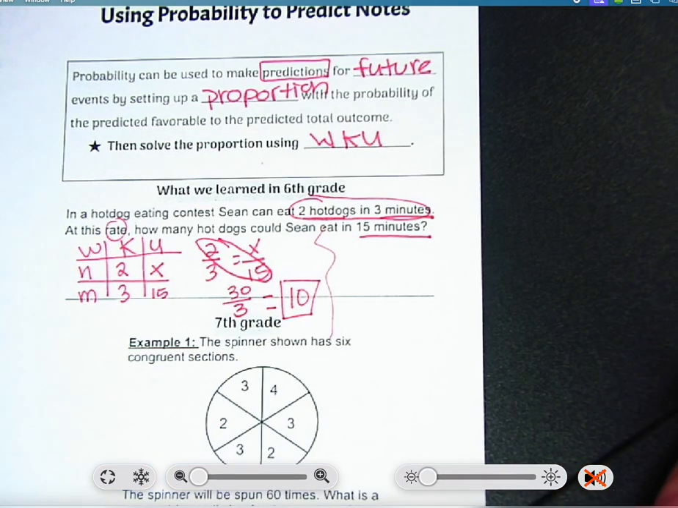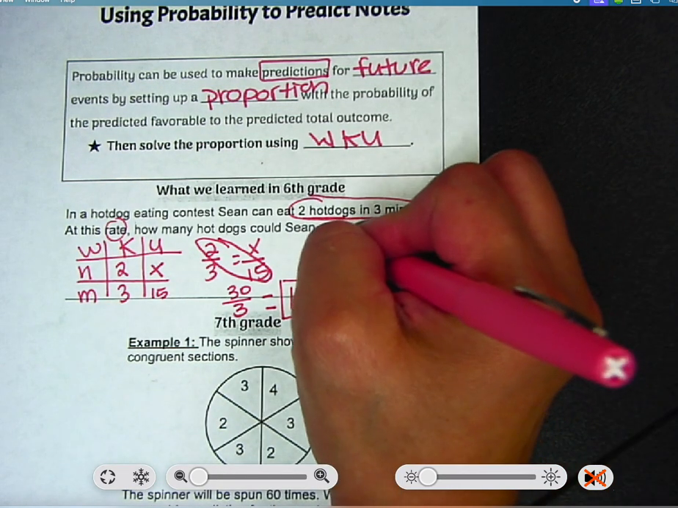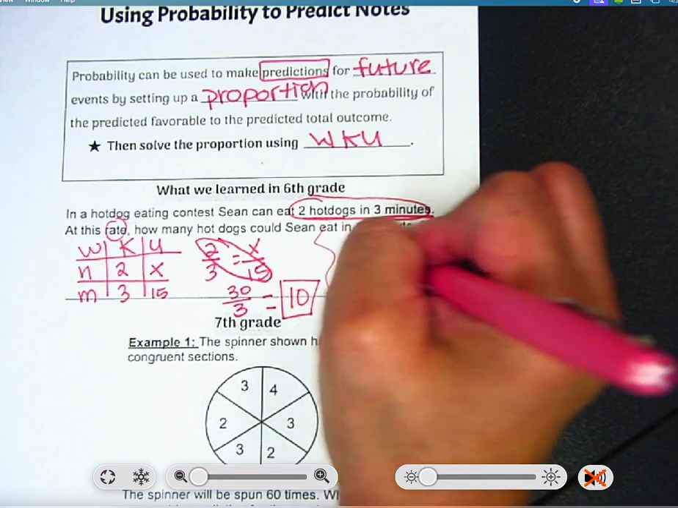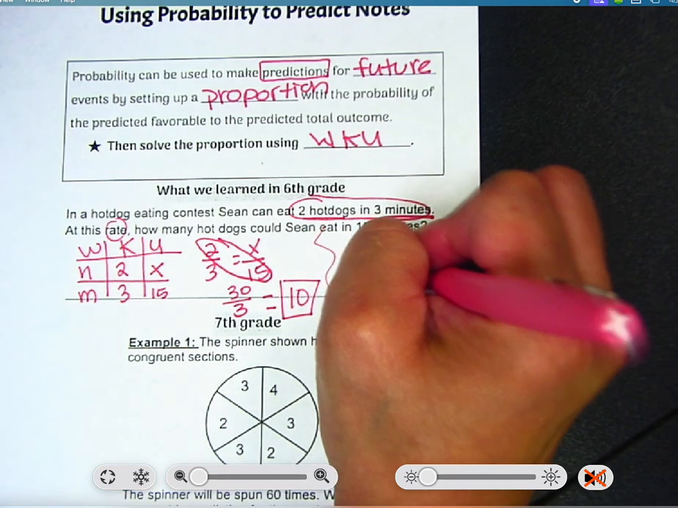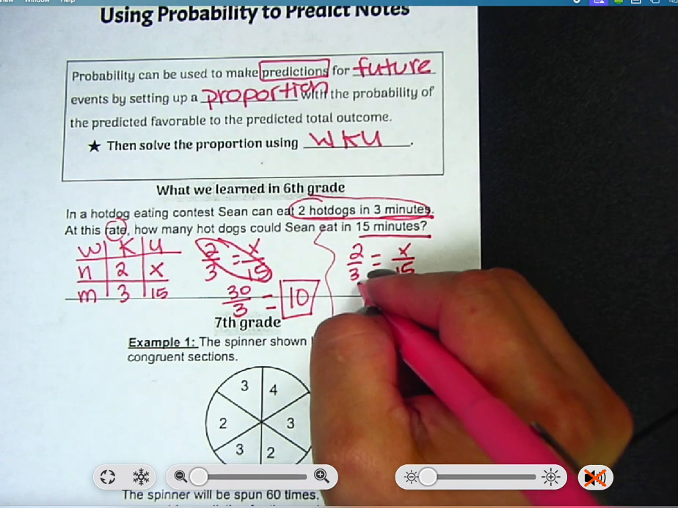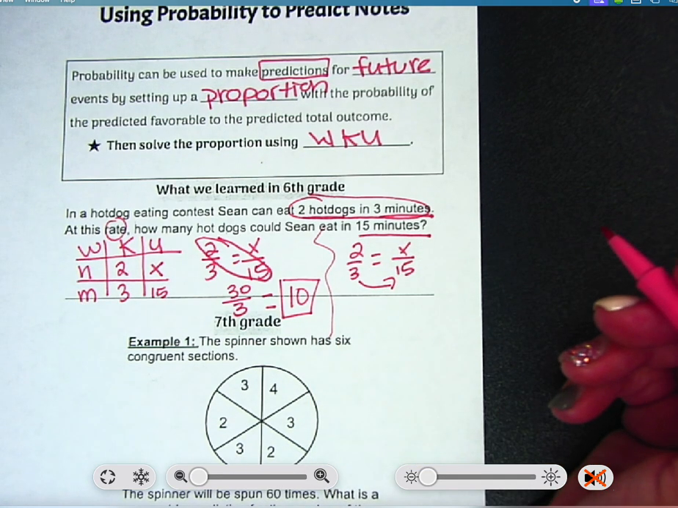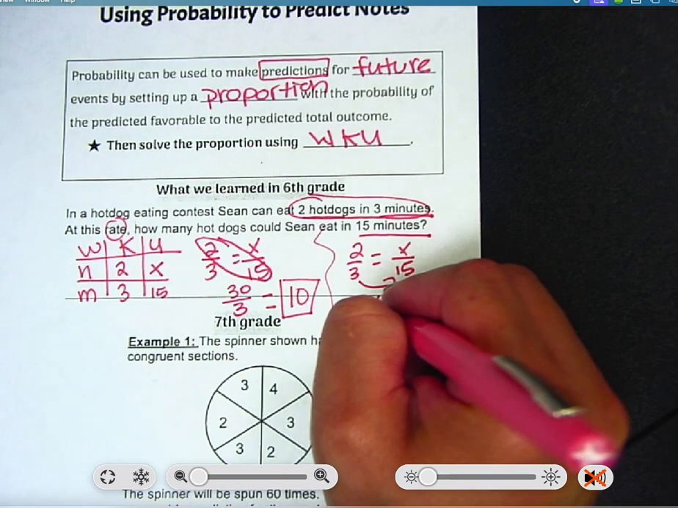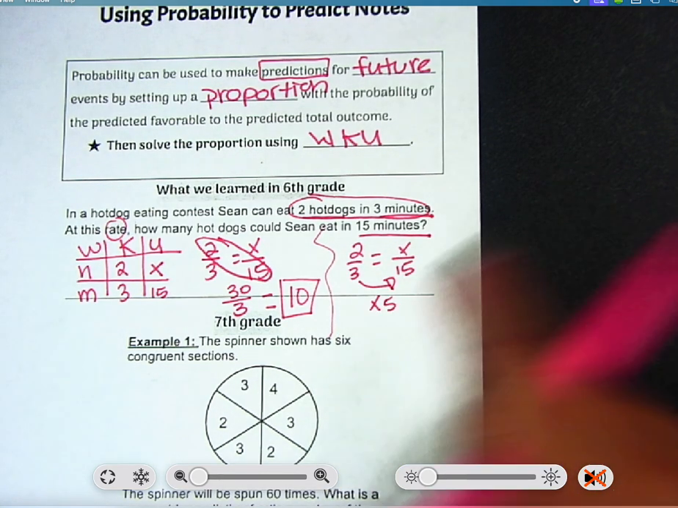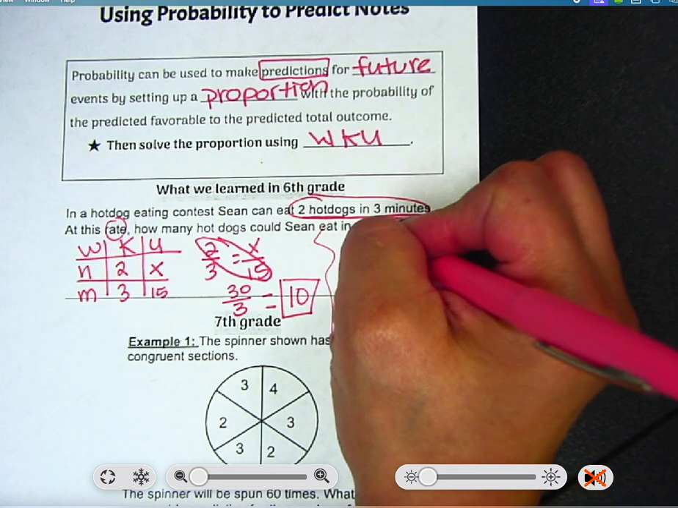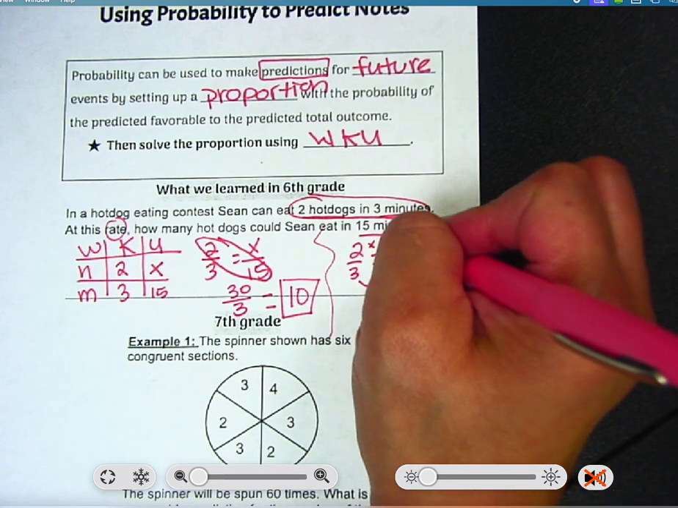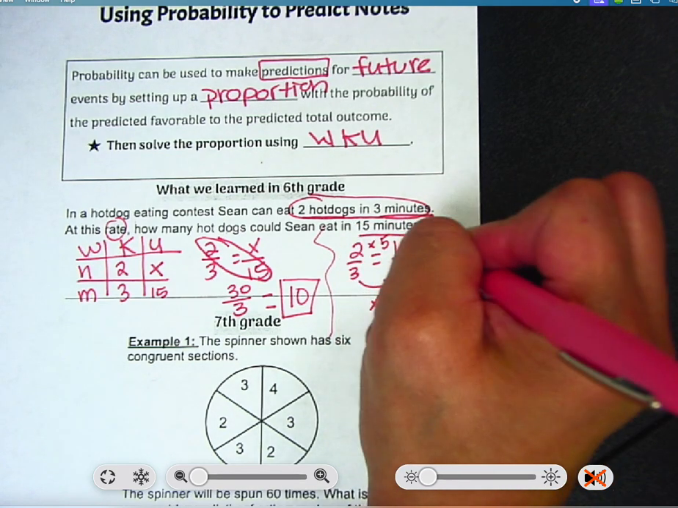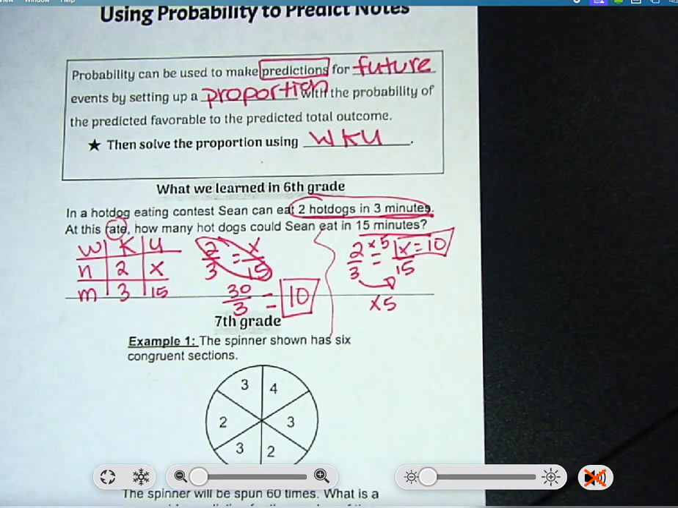Okay, that's one way. The second way is you have your proportion, and then you can see if there's a number that you can multiply from here to here. That makes it a little bit faster. So I know that 3 times 5 got me to 15. So what I do to the bottom, I could do to the top. So I'm going to do 2 times 5, and 2 times 5 is 10. So X equals 10. So you could do either method, whatever makes more sense to you.